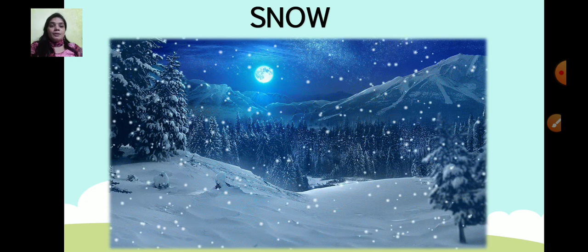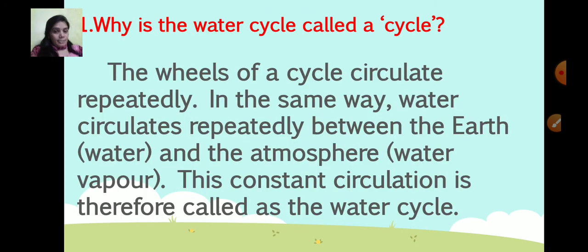Okay, so let's stop here in session 2 and let us revise what we learned. So why is the water cycle called a cycle? Because the wheels of a cycle rotate repeatedly. In the same way, water circulates repeatedly between the earth, that is water, and the atmosphere, that is water vapor. So this constant circulation is therefore called the water cycle.